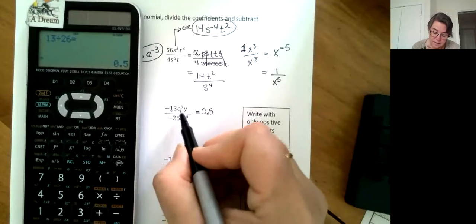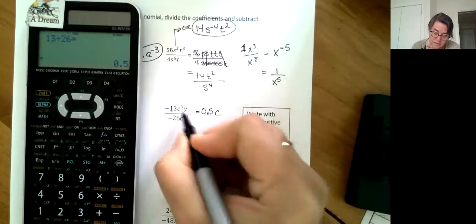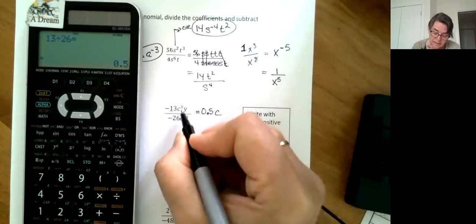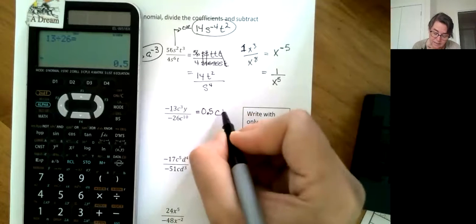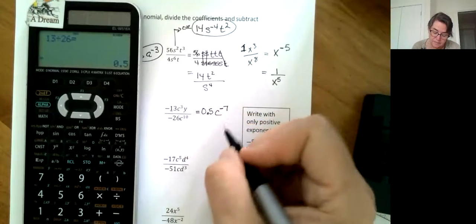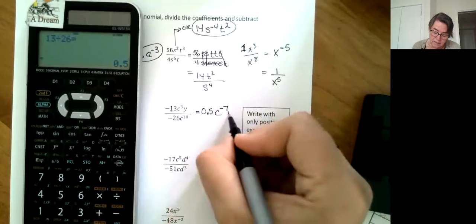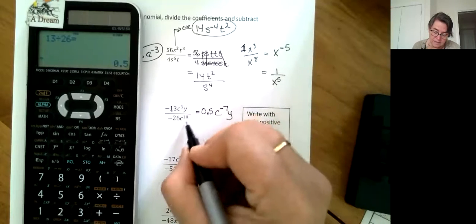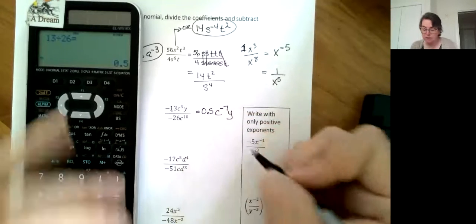All right, now I'm going to have a c. So c to the 3 and c to the 10, that's 3 minus 10 is minus 7. And then that y, just bring it along. It has nothing to do down there. So we just bring it along for fun.